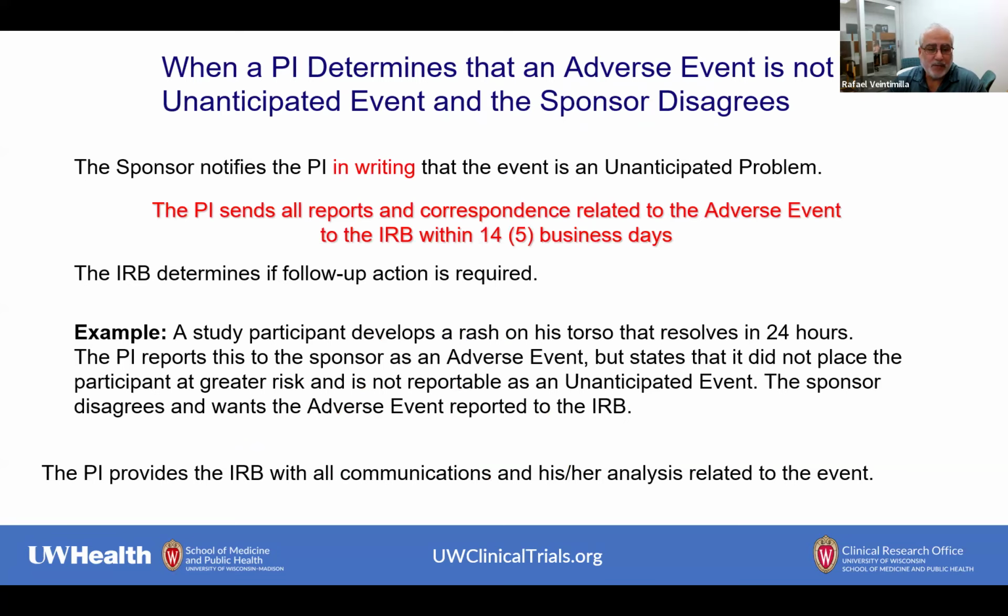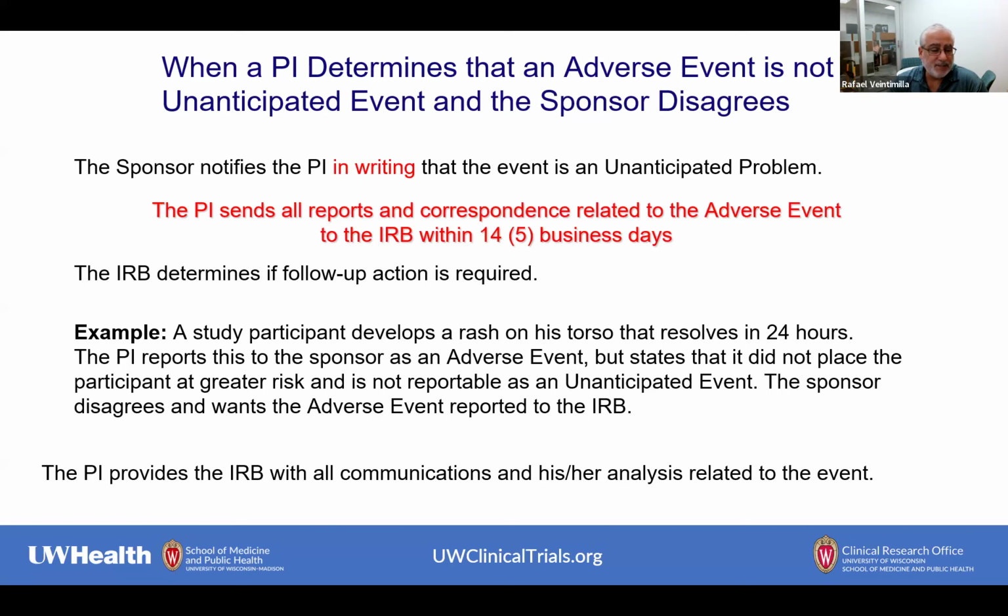So what happens when you, as a PI, determine that you have an unanticipated adverse event and the sponsor disagrees? The sponsor notifies the PI in writing that the event is an unanticipated problem, because you determined that it was not an unanticipated problem and you didn't report it, but now the sponsor comes and says it is. Please get it in writing, with all the documentation from the sponsor, to understand why they're saying that it is unanticipated. And then, of course, we report it within 14 days to the IRB. The IRB might determine if follow-up action is required or more information is needed.